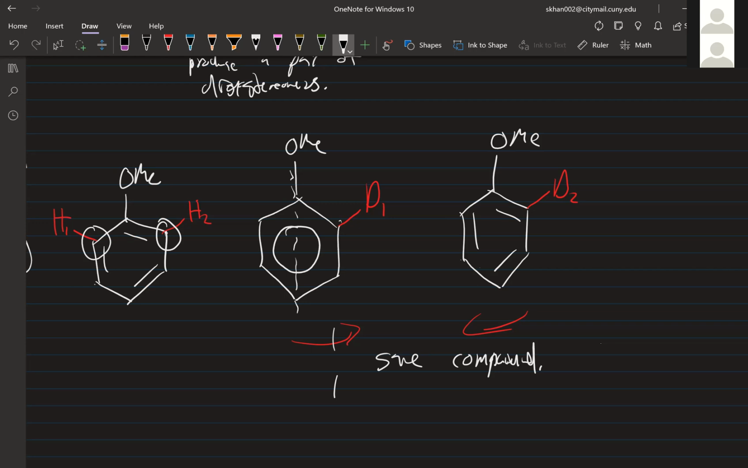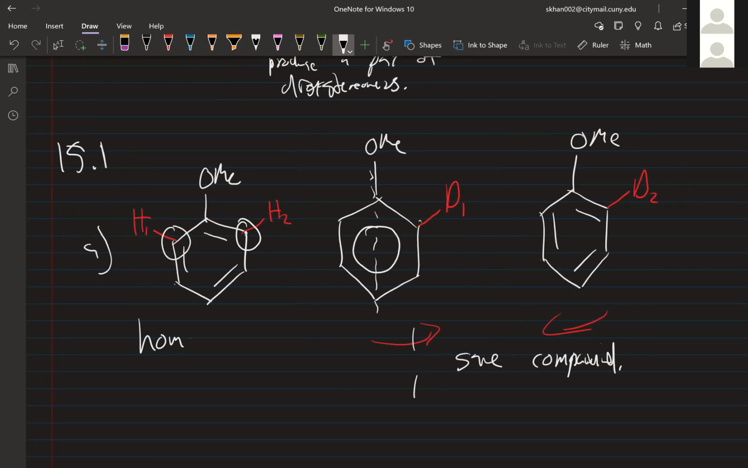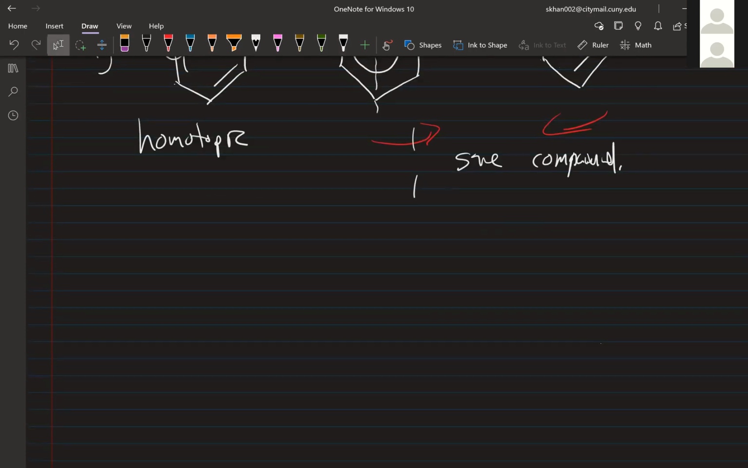Homotopic, right? So we could just label this homotopic. Okay, let's do another one. Let's actually do B. That's a good one. So B, I will write it out, and then actually I'll draw out both structures, and then you guys can easily see.